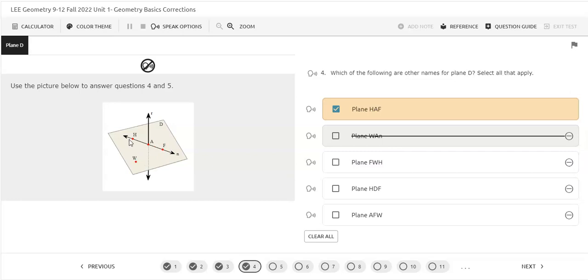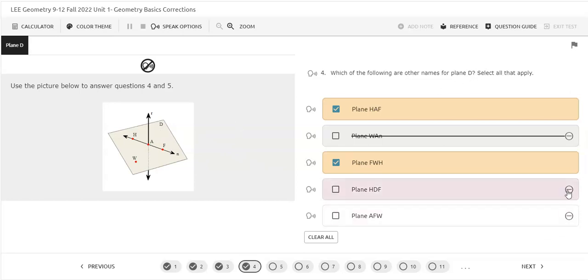Plane FWH. Those are non-collinear points, and they are all on the same plane, so that is appropriate. We're looking at plane D, which is this whole beige shape right here. HDF. Now again, D does not have a dot next to it, so therefore it is a label. It is plane D. So we know that is also an inappropriate response. And finally, we have plane AFW. AFW is going to be that one right there.